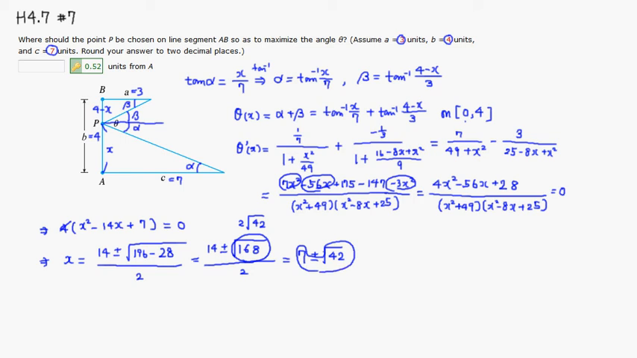All right, so let's look at the number line and see if we can determine that this will actually give us the maximum.